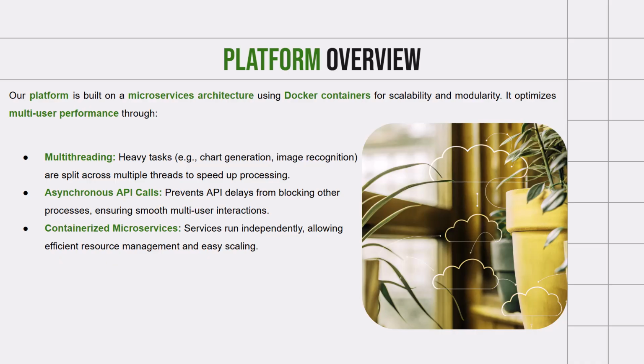Here's how the overall system is structured. Our platform follows a microservice architecture developed with Docker containers. This design gives us modularity and scalability. We implemented multi-threading to speed up heavy tasks like image recognition, also asynchronous API calls, so one slow service won't block the others, and independent containers, meaning each service can run, restart, or scale without affecting the rest. This makes our system robust and adaptable.